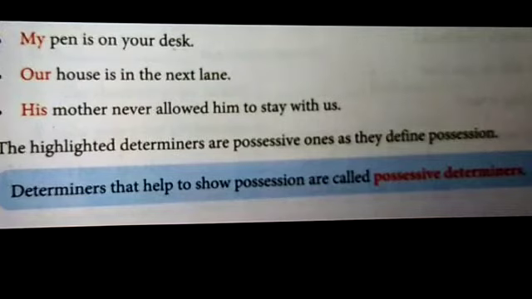Next, we shall see possessive determiners. Determiners that help to show possession are called possessive determiners. My pen is on your desk. So, my, your, all these are determiners. Our house is in the next lane. Our is a possessive determiner. His mother never allowed him to stay with us. So, the highlighted determiners are possessive ones as they define possession.